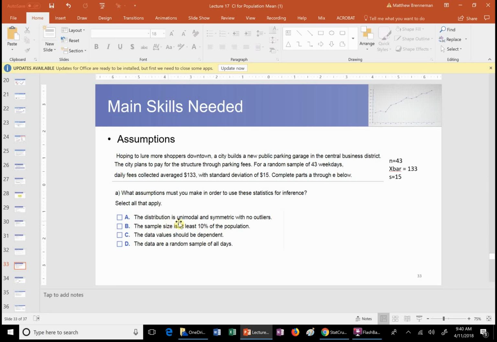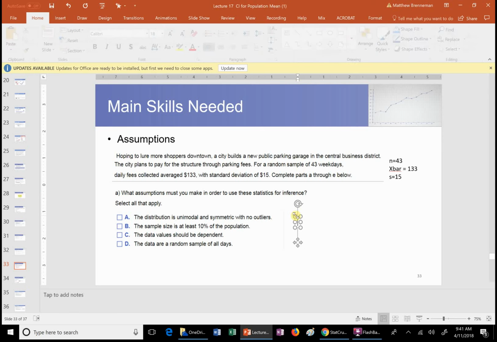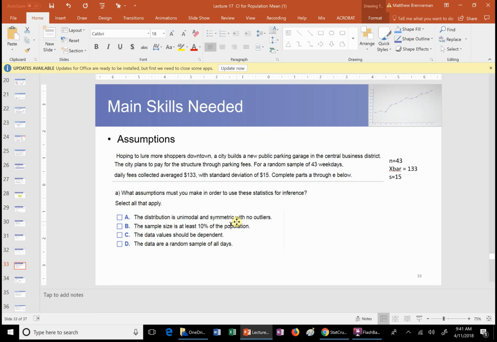Okay? And in this case, the sample size isn't huge, and we're working with financial data. So I would say that we want the distribution to be unimodal and symmetric. Sometimes it could be a little bit of a coin toss. You might say, well, 43 is large enough, I wouldn't have to worry. But to be on the safe side, this is what we would assume, right?